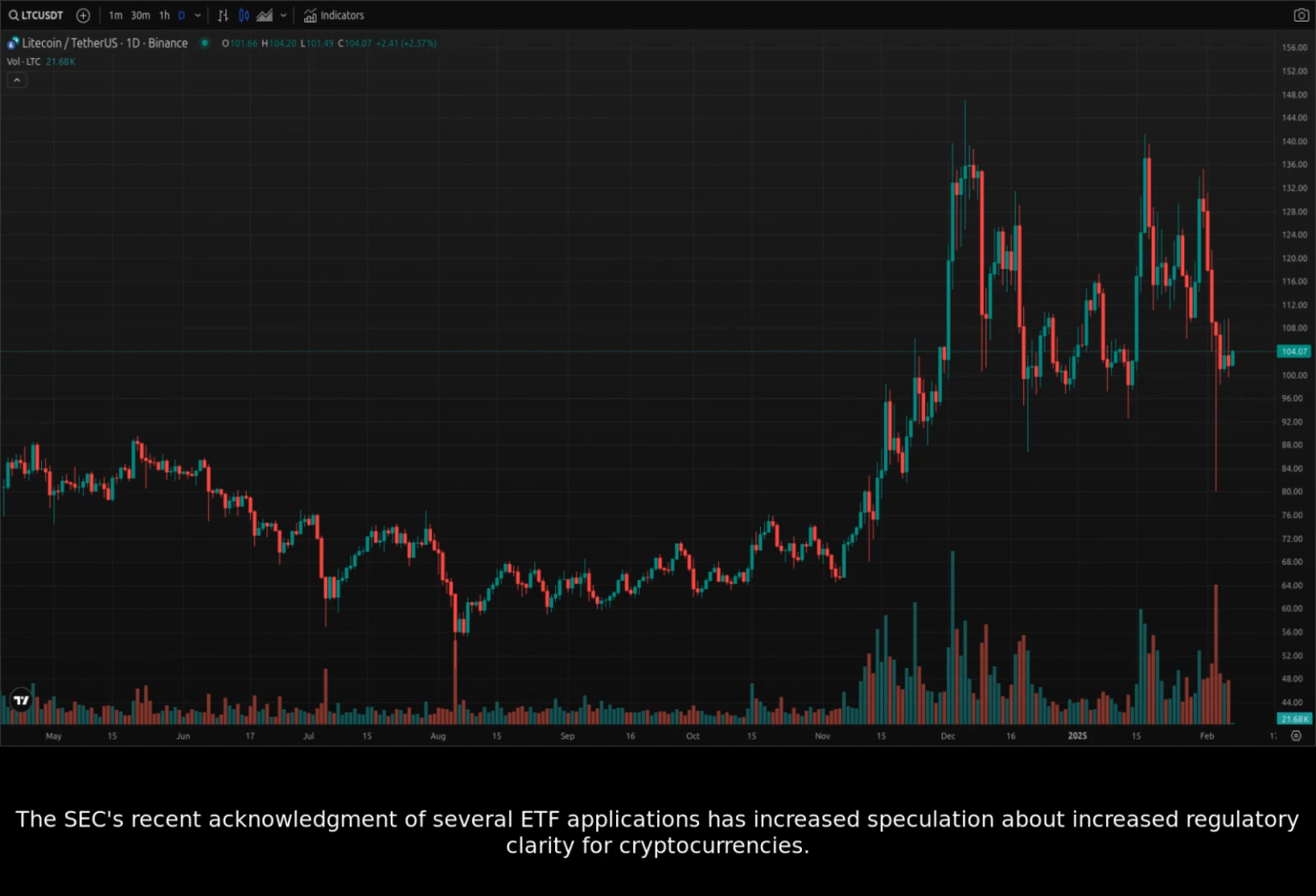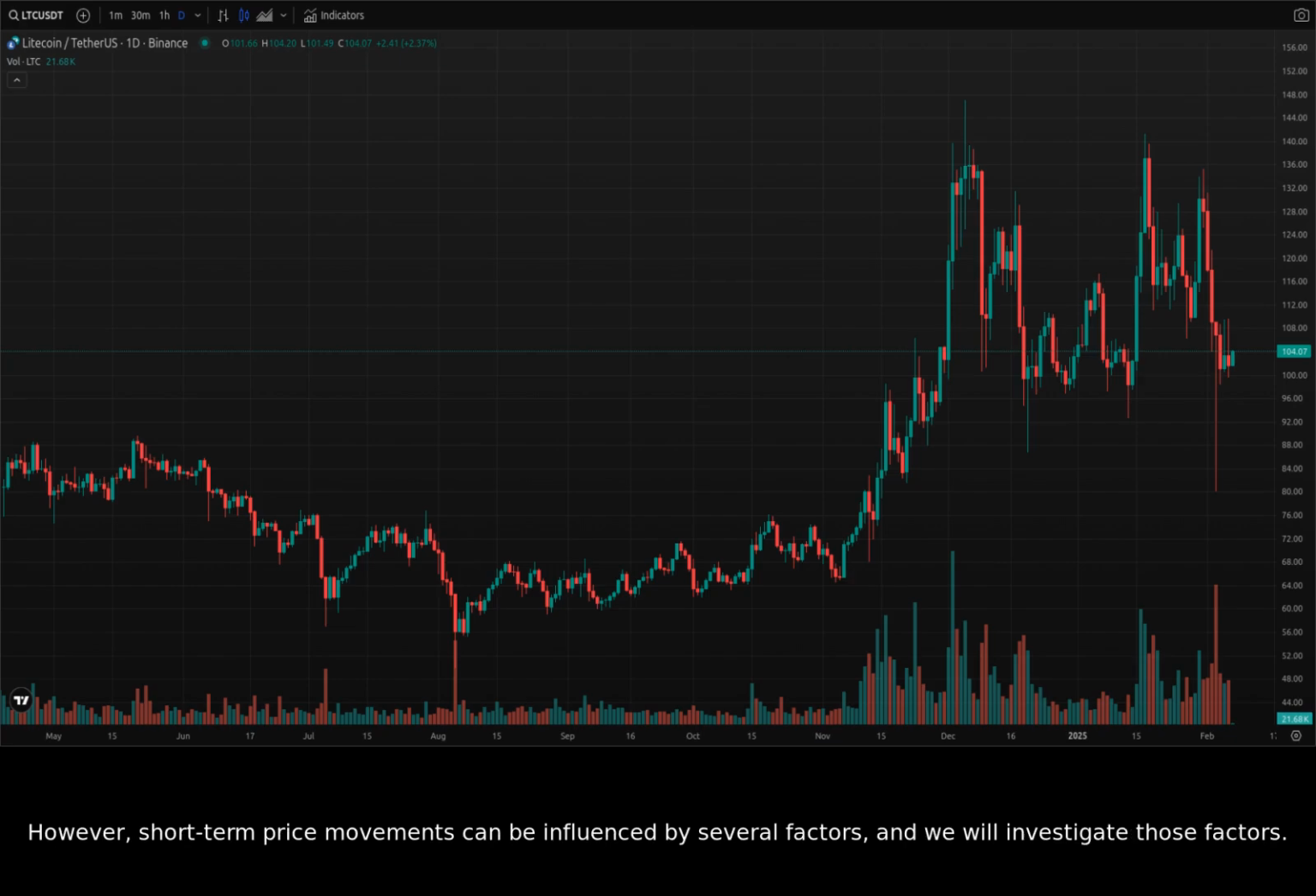The SEC's recent acknowledgement of several ETF applications has increased speculation about increased regulatory clarity for cryptocurrencies. However, short-term price movements can be influenced by several factors, and we will investigate those factors. Let's start by examining the daily chart for a broad overview of the LTCUSD price trends.